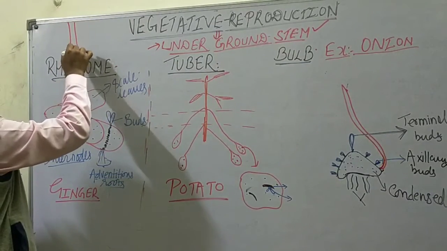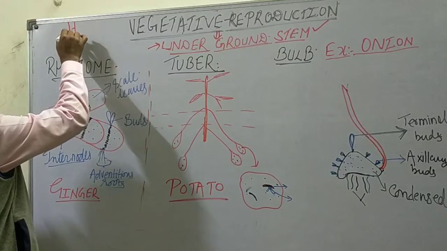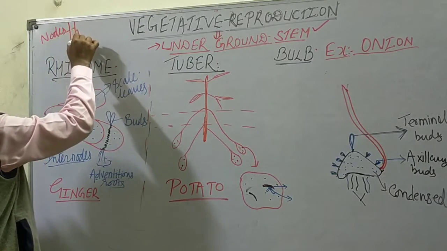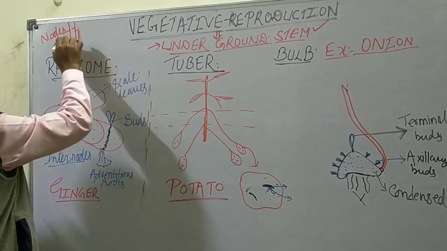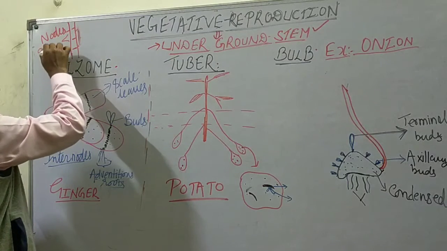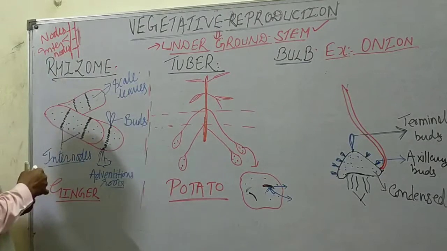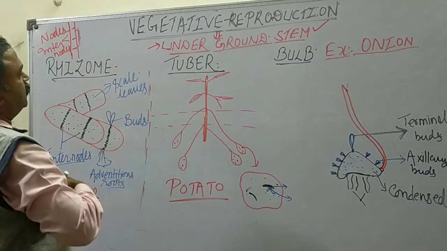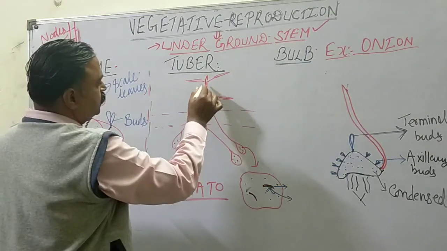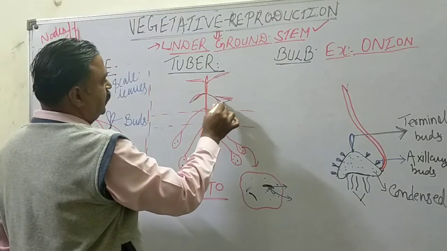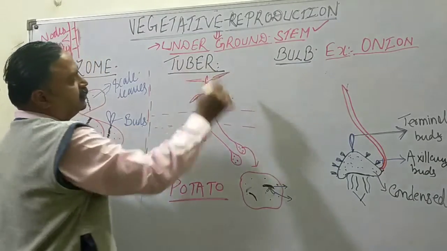Stems have nodes. These are nodes. And in between nodes, internodes are there. These are internodes. And another feature is that through these nodes, new branches develop. These are the features of the stem.